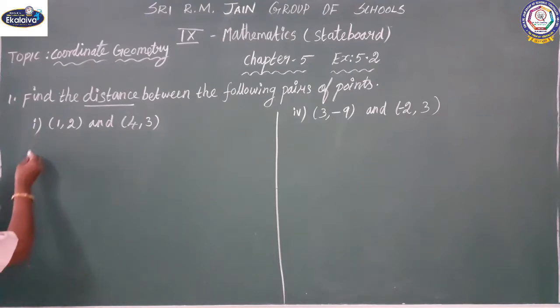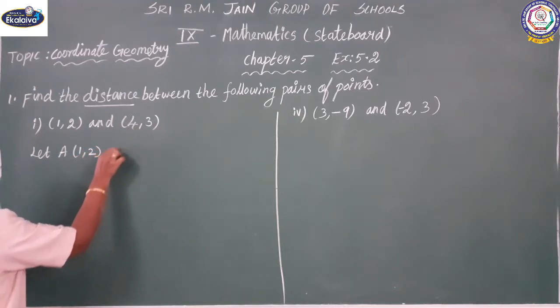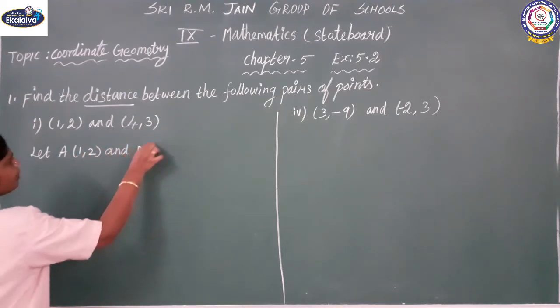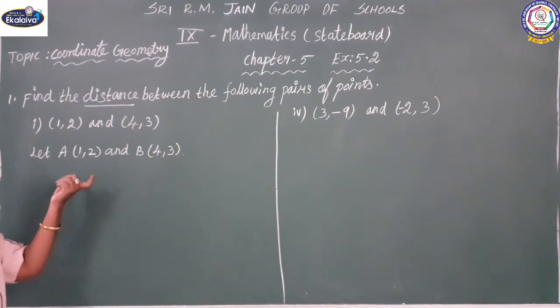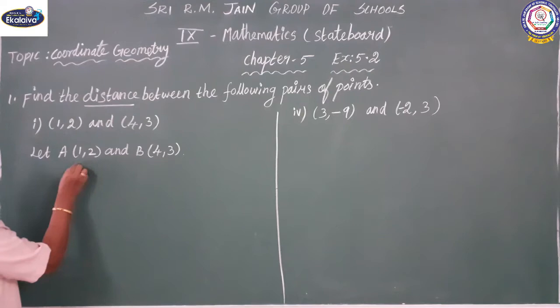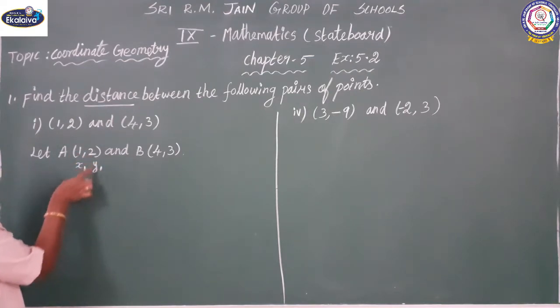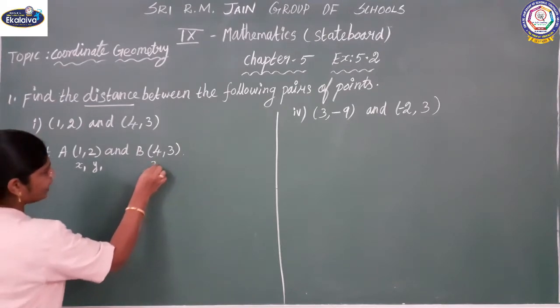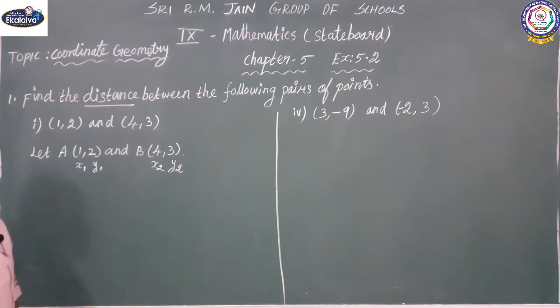So let us consider this is A. Let A be (1, 2) and B be (4, 3). I am just naming the points. So the first point is called x1, y1. This one is x1 and this is y1. And the second point x2, y2. So we are going to find the distance.